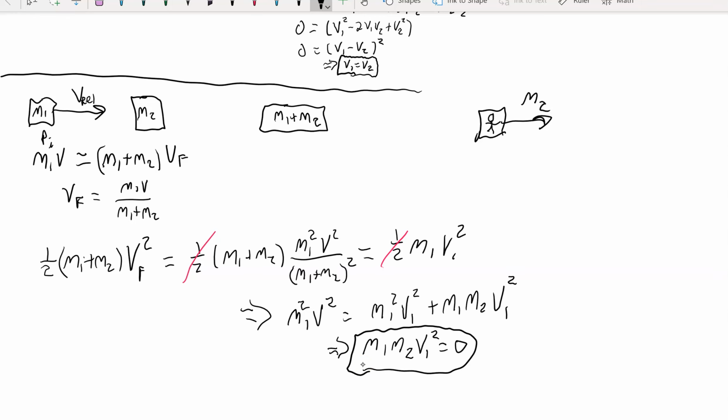The conclusion we get, though, is that this product is 0, which means either M1 is 0, M2 is 0, or V is 0. Either way, you have no collision. If V is 0, nothing collides. If either of the masses is 0, there's nothing to collide with. So we'll consider this proved that in a sticking collision, it is impossible to conserve energy.